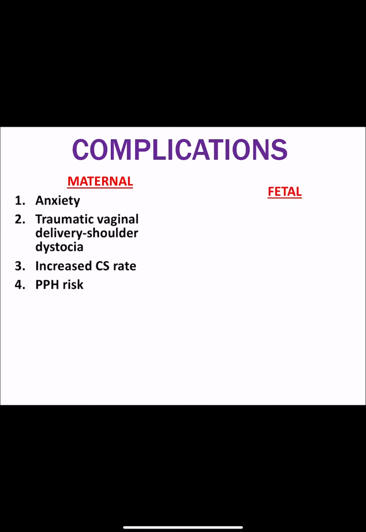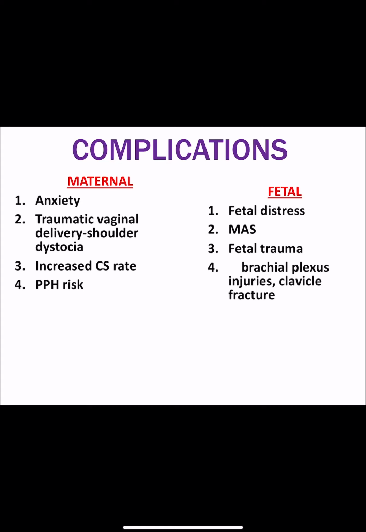Regarding fetal complications, there will be an increase in the incidence of fetal distress, meconium aspiration syndrome, and fetal trauma because of difficult labor and a large baby, such as brachial plexus injuries and clavicle fracture. This especially occurs if the delivery is complicated by shoulder dystocia, which needs a special maneuver to deliver the baby. Number 5, increased perinatal mortality. And finally, number 6, post-maturity syndrome.